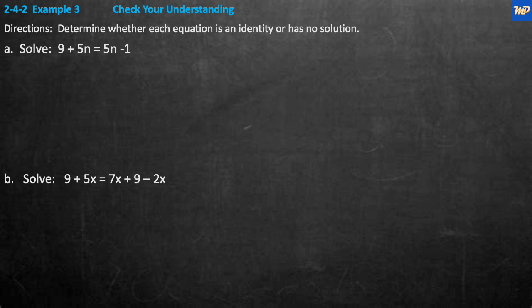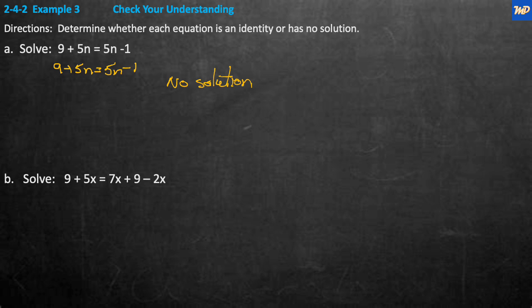Okay, so let's write the equation. 9 plus 5n equals 5n minus 1. Well, you can see right away that you cannot combine the 5n's together, can you? If you do, they're going to go to 0. And you can never say that 5n plus 9 is equal to 5n minus 1. It'll never be true. So this is no solution.